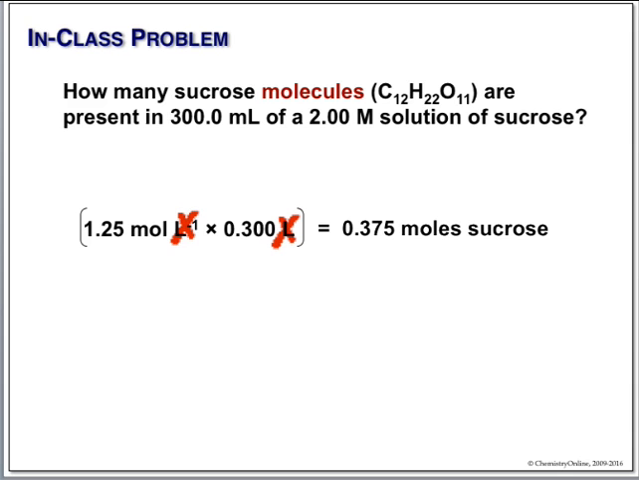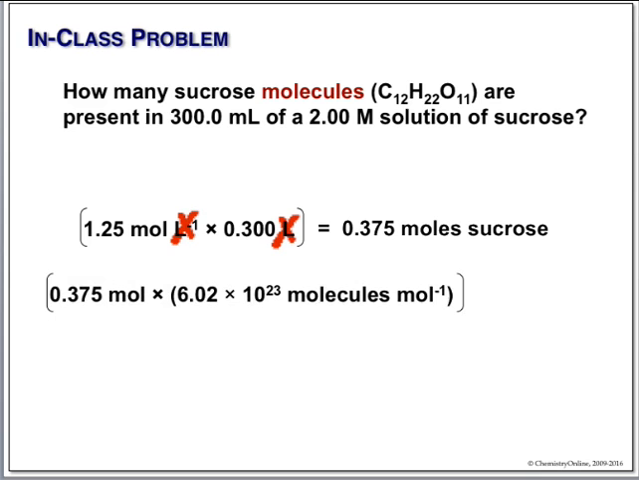Now, we know that every mole is going to have 6.02 times 10 to the 23rd molecules. That's Avogadro's number. Every mole has that many molecules. The way this looks, mole and per mole will cancel, and we're only left with molecules. 0.375 times 6, we have 2.26 times 10 to the 23rd. So that's a nice trick you could do, right? Simply convert moles to molecules using Avogadro's number.